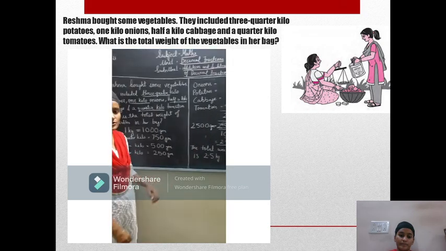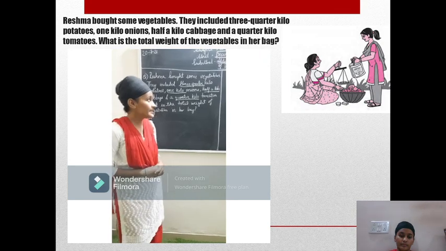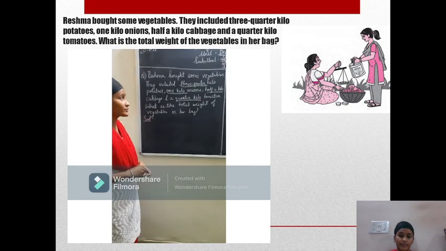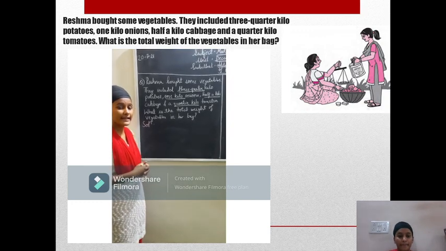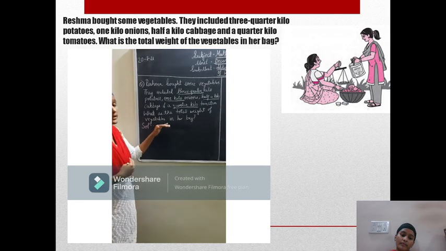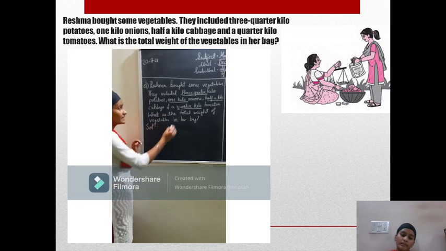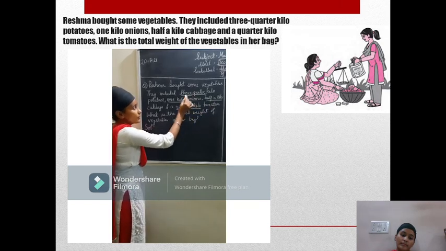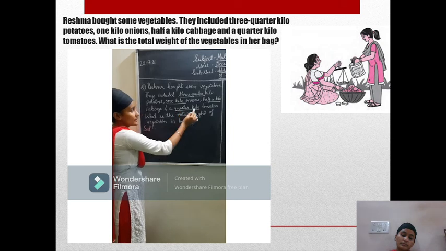Okay, understood, students? So that was the first method. Now let us see the second method of solving this sum. Now tell me, what did we do there? We had converted from grams to kilos, right? Here we will keep the units as they are, in kilos. Now tell me the 4 units: 3/4 kilo, 1 kilo, half a kilo and quarter kilo.